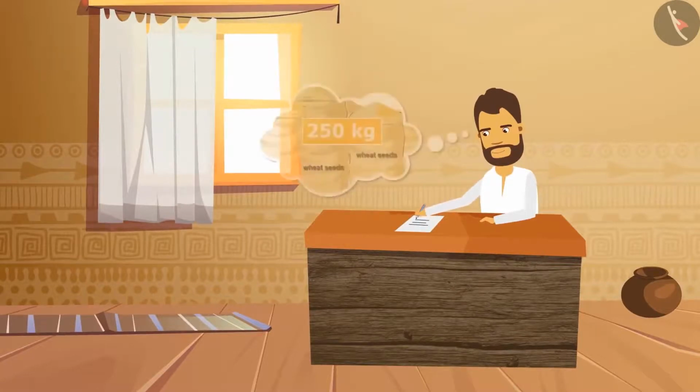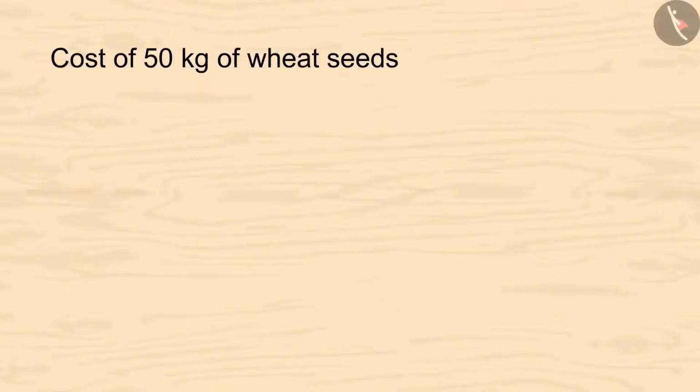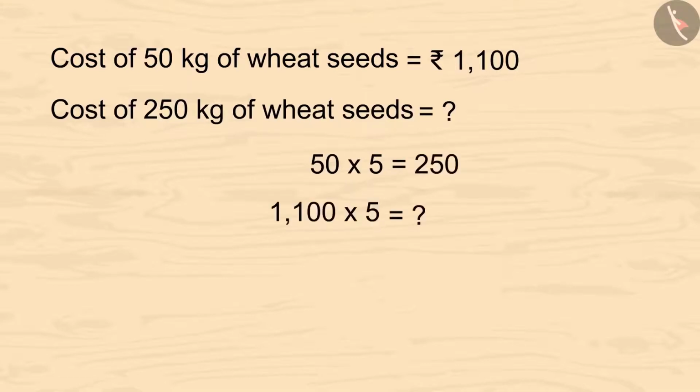As you know, Kareem had bought 250 kilograms of wheat seeds. 50 kilograms of wheat seeds cost 1100 rupees. So the price of 250 kilograms of wheat seeds will be 50 multiplied by 5, which is 250. So 1100 multiplied by 5 is... Kids, you can pause the video and calculate it.